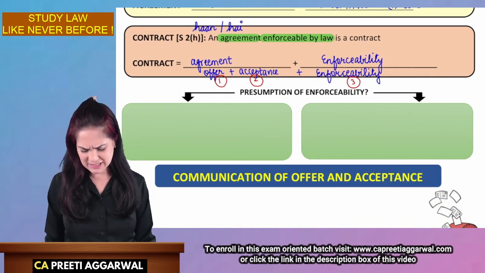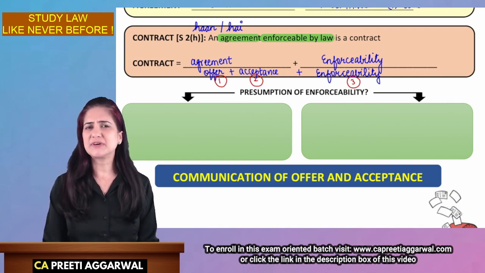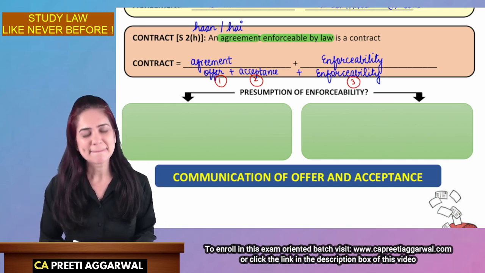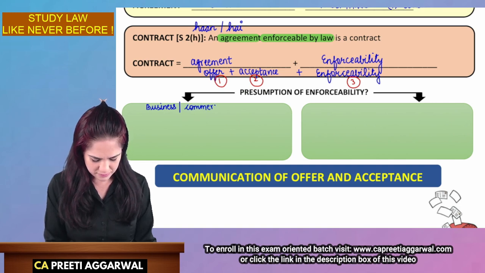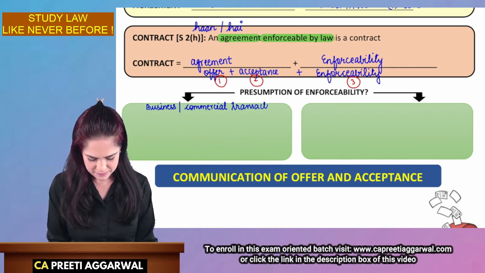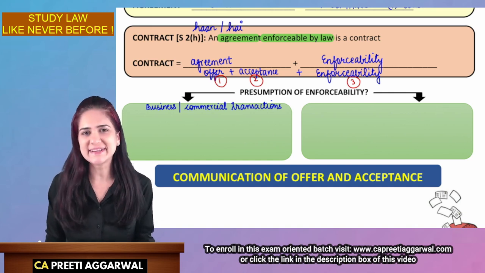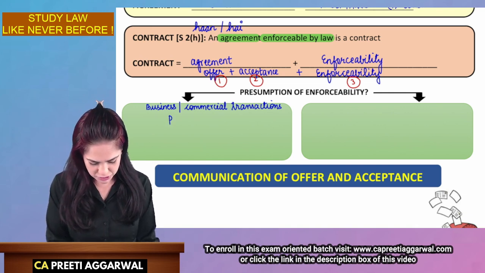Now, let us discuss something about enforceability also. In which transactions we assume there is a presumption that there is enforceability? In case of business, write along with me. In case of business or commercial transactions, we assume that there is enforceability. Yes, we assume. But in case of social, so there is presumption.